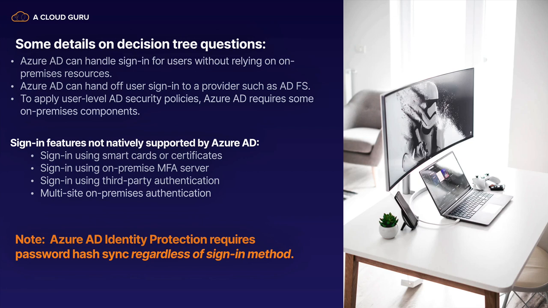So smart cards and on-premise multi-factor authentication servers aren't going to be supported. Third-party auth isn't supported. And multi-site on-prem auth is also not supported natively by Azure AD. There are components that can make those work, but out of the box, so to speak, they're not going to. And lastly, if you're going to use Azure AD identity protection, then password hash sync is going to be required regardless of what sign-in method you end up using.